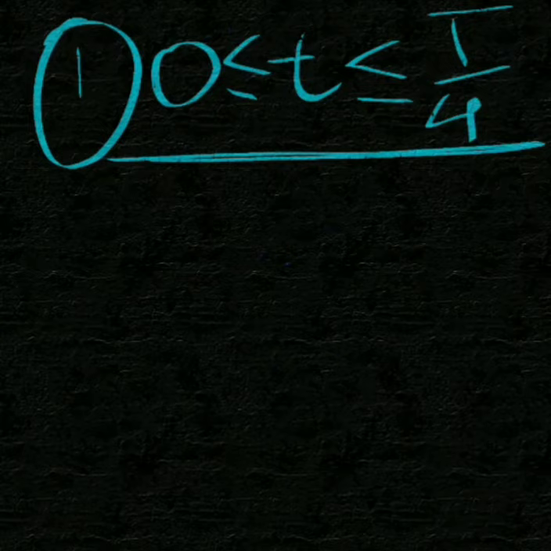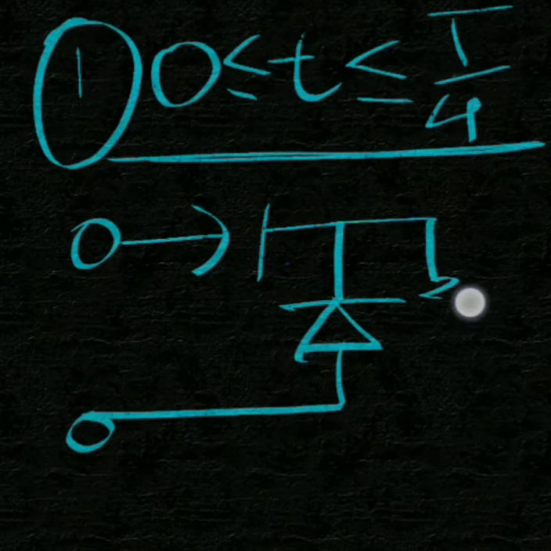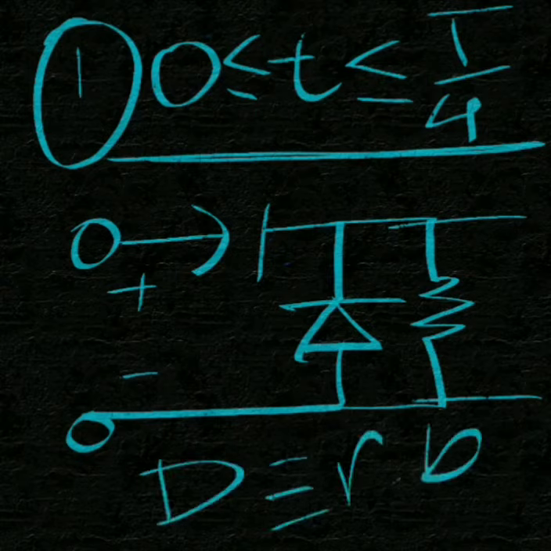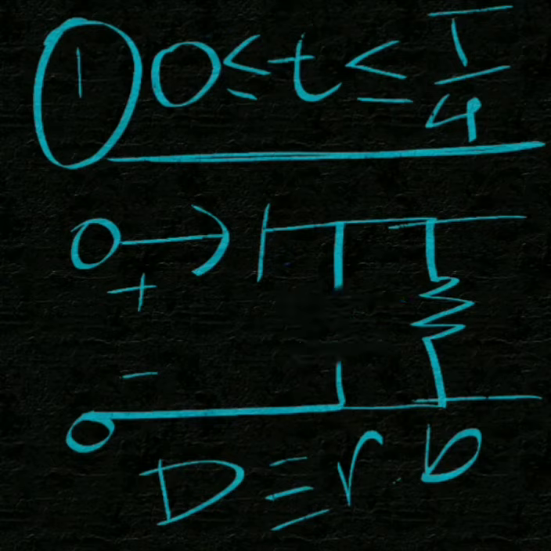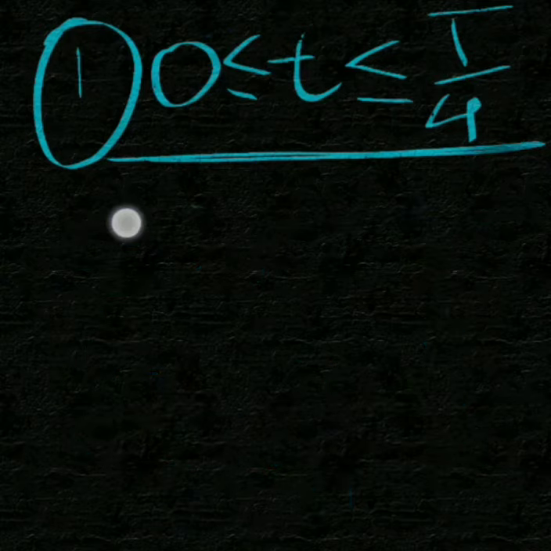in this time range the equivalent circuit is this. The positive part of the applied signal is connected to the N side and the negative part is connected to the P side. That means the diode is in reverse bias, and hence we can replace the diode with an open circuit.